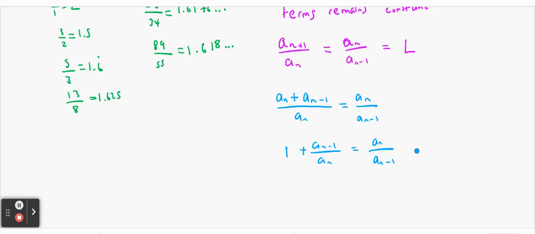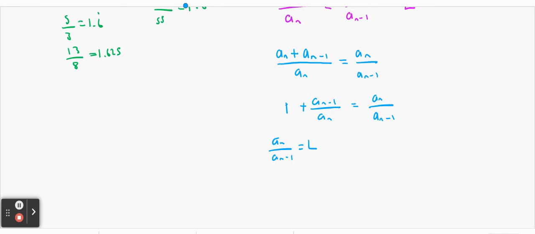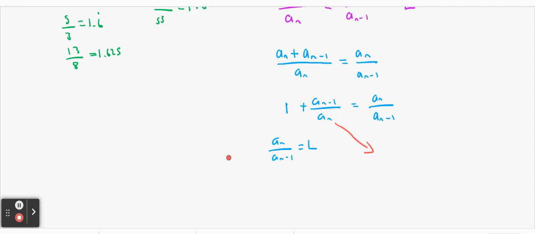Now, if we look for a moment, first of all, remember that a_n over a_{n-1} is equal to L. But what's this thing here? This thing, let me just point it out in a different color. This is looking surprisingly similar to this. That is just the reciprocal of this thing here. So if a_n over a_{n-1} is equal to L, then a_{n-1} over a_n is just 1 over L. So I can write it like this. And that's equal to a_n over a_{n-1}, which is equal to L.